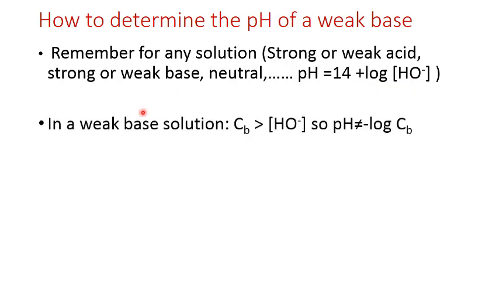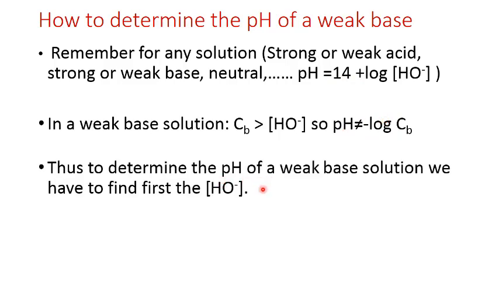Then in a weak base solution, you know that Cb, the initial concentration of the base, is greater than the concentration of HO minus. So pH is different from 14 plus log Cb. Sorry, it has to be 14 plus log of OH minus. Thus, to determine the pH of a weak base solution, we have to find first of all the concentration of HO minus. So pay attention to this mistake: it is different from 14 plus log Cb.